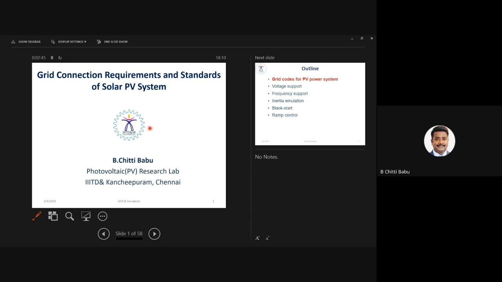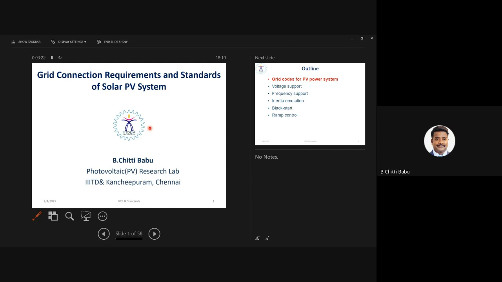In the traditional power generation system, the connection requirements are very straightforward, because we have a synchronous generator that is connected to turbines. For example, in a hydro power plant, the hydro turbine is coupled with the synchronous generator, and we are able to produce electricity in the form of alternating current, as voltage and current. And we are able to regulate the output voltage and frequency with the help of the governor mechanism as well as the excitation system.